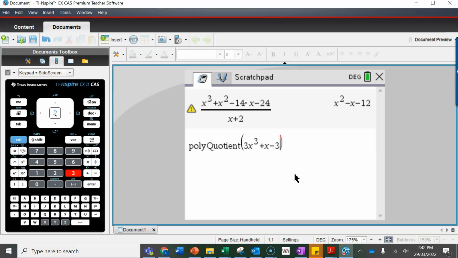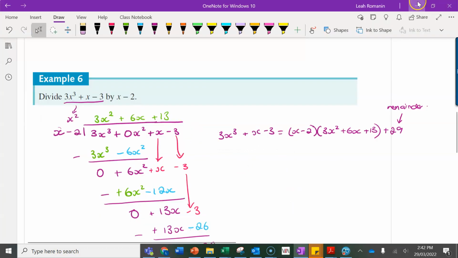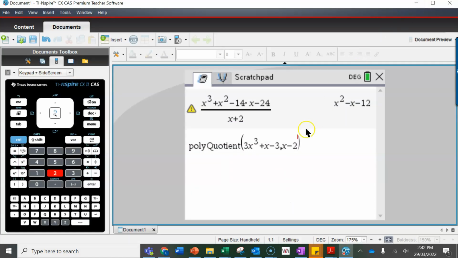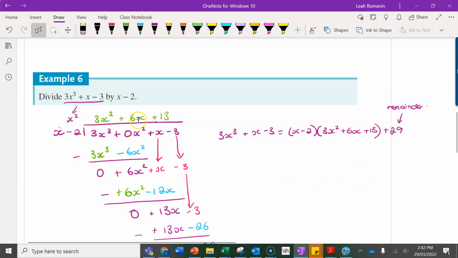Now, you're not going to hit divide. What you're going to do is comma what your divisor is. So the divisor for this one is x minus 2. So I'm going to do comma and then my divisor expression, which is x minus 2. Now, if you press enter, it will give you the quotient. So we had 3x squared plus 6x plus 13 up here. So it gives you the quotient.